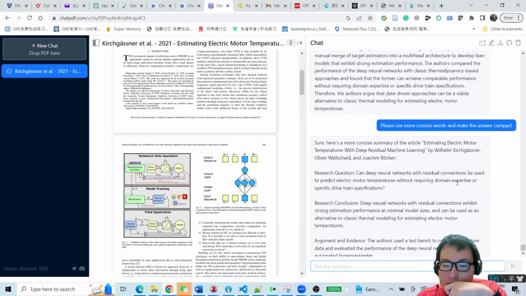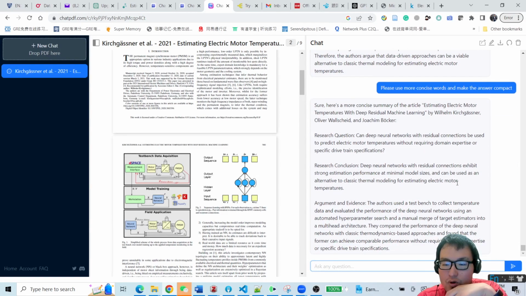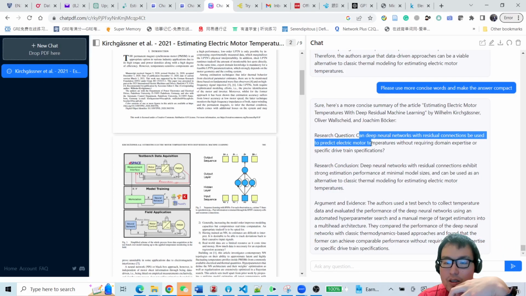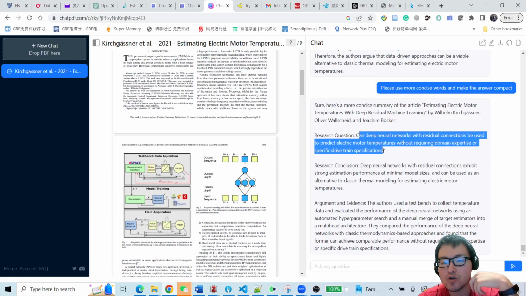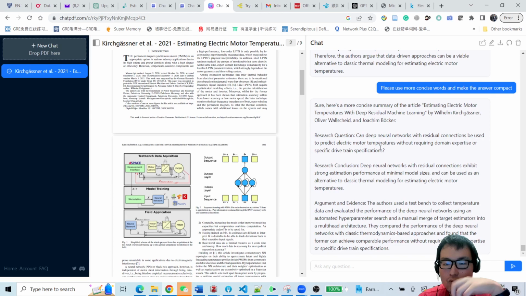So it will sort of minimize the words it is trying to use, right? So we can say, can deep neural networks with residual connections be used to predict electric motor temperature without requiring domain expertise and specific drivetrain specifications? That's a research question. And the conclusion is that deep neural networks with residual connections exhibit strong estimation performance at minimal model sizes and can be used as an alternative to classical thermal modeling of estimating electric motor temperatures.